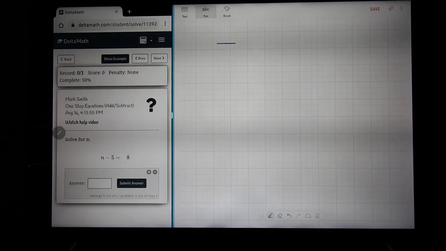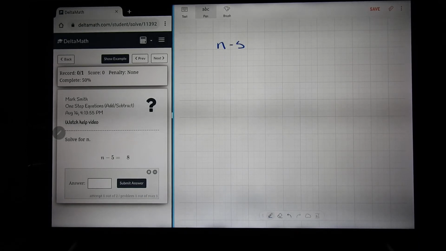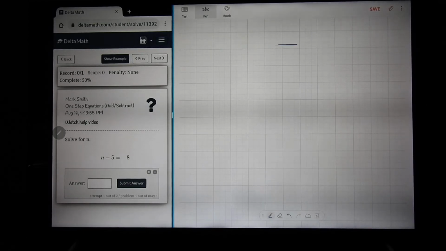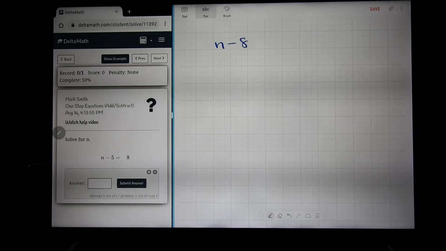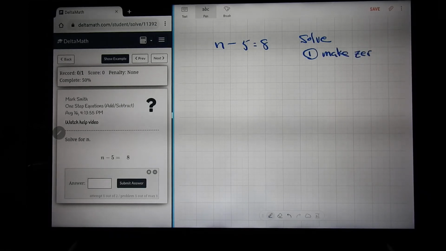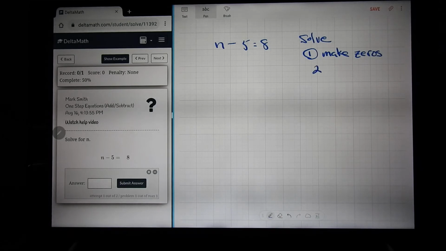I will just use this to very quickly talk about the two ways that we simplify or solve. Let's say solve. So we have n minus 5 equals 8. How do we solve those? We solve by number 1, making zeros, and number 2, making ones.